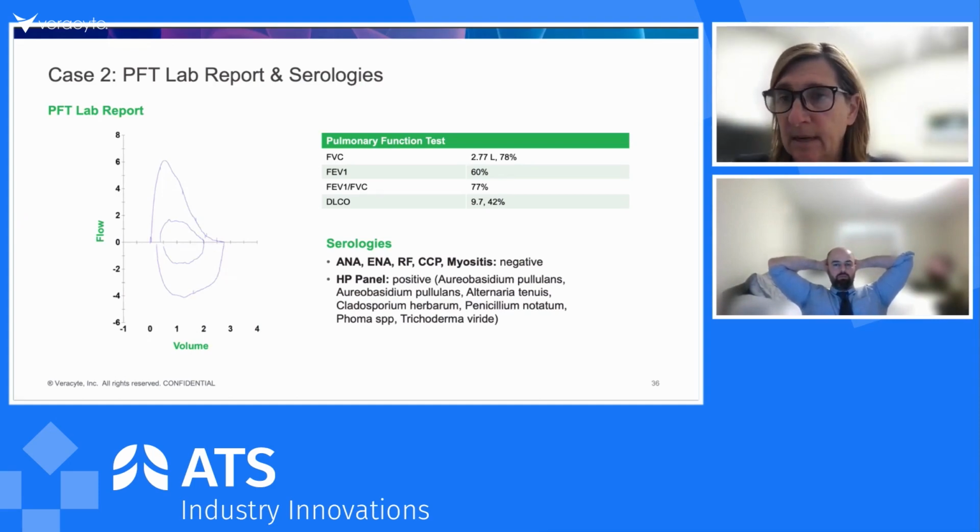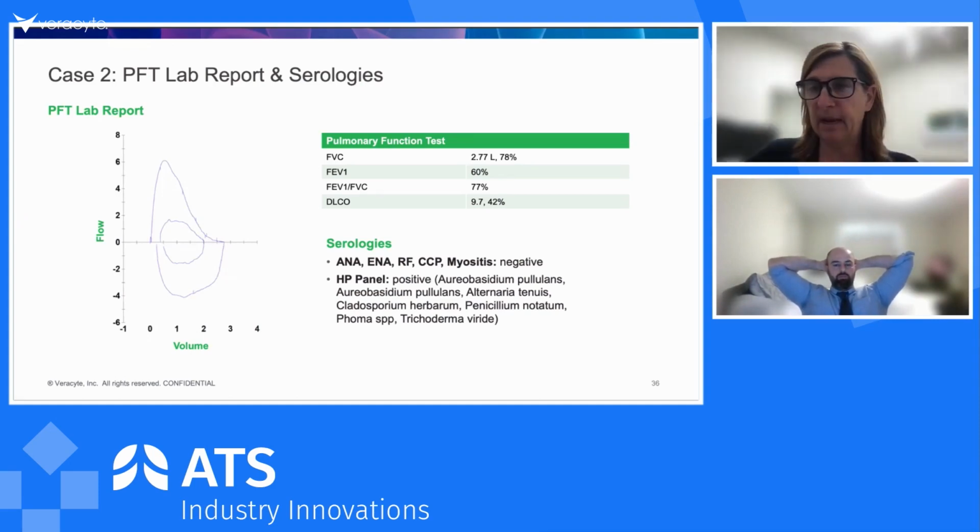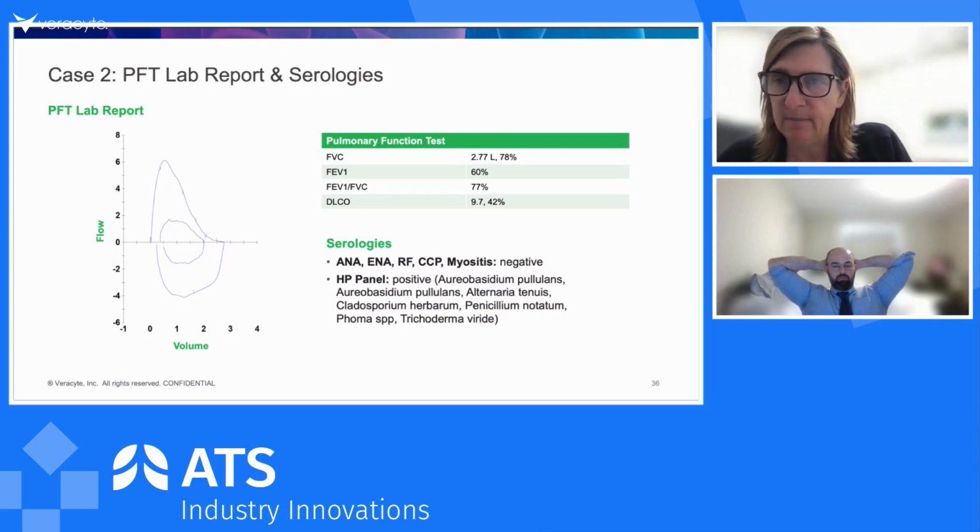It does make us suspicious about the possibility of hypersensitivity, but as we know from the hypersensitivity guidelines, it's not a diagnostic finding. It just means there's been exposure sometime in the past. So we definitely would have to correlate that with known exposure, finding it in the environment, and also with the right histopathology.